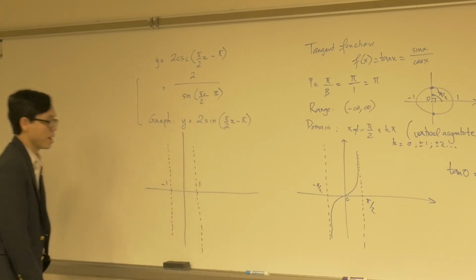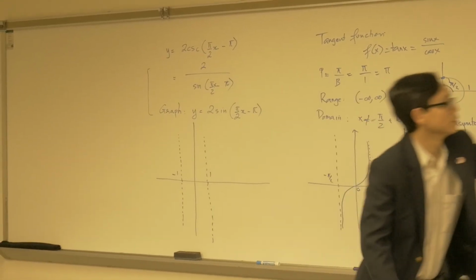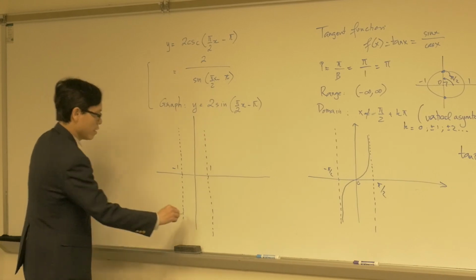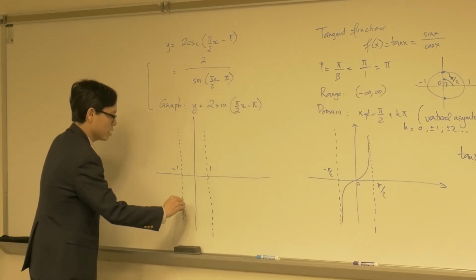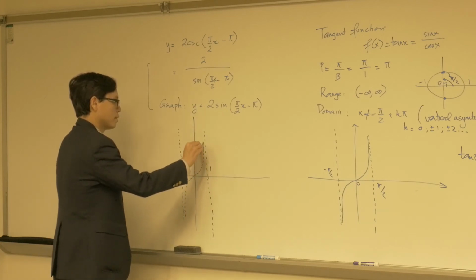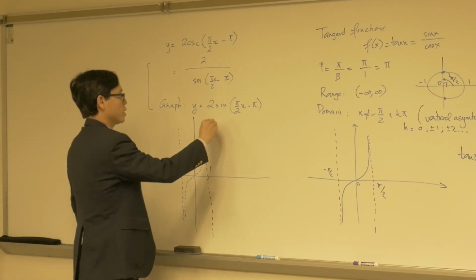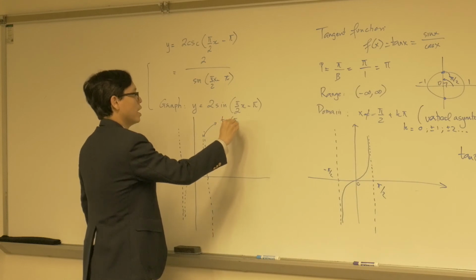Okay, so this is just a parent function, the parent function with new period. We're not going to use this period anymore. So the tangent will look like this. I'm going to use the dash line, like that. So this one will be what? This one will be tangent of pi over 2x.